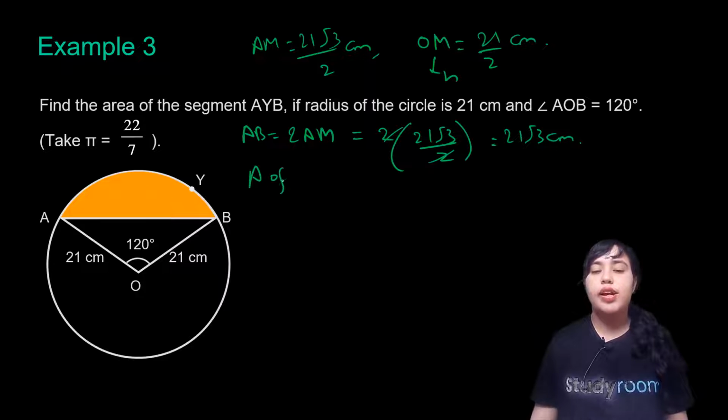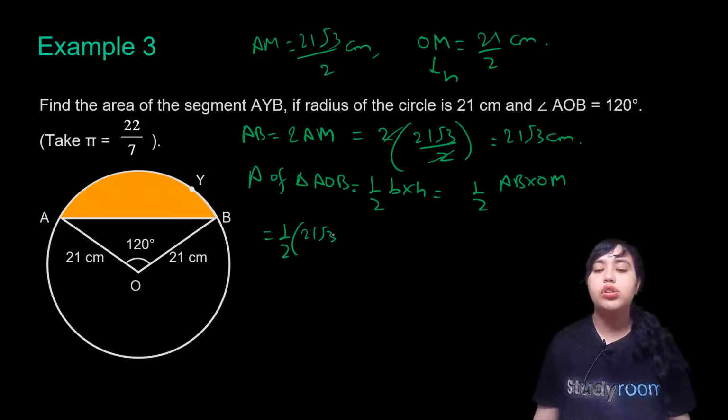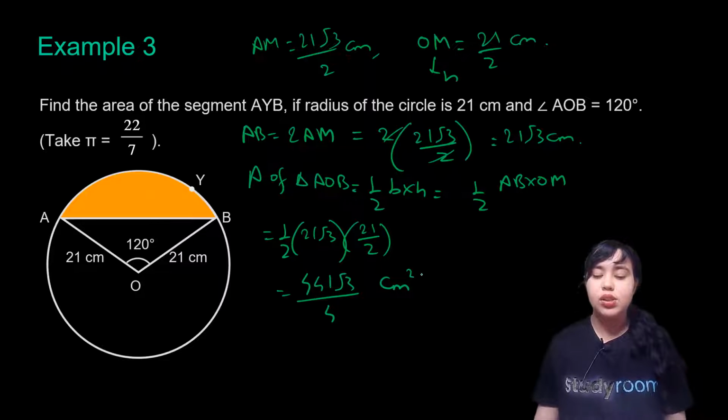So now I'll be able to find the area of my triangle AOB as half base into height. That will be half AB into OM. So it will be equal to half, AB is 21 root 3, OM is 21 by 2. When you solve for this, 21 into 21 becomes 441, root 3 by 4. The unit will be centimeters square.